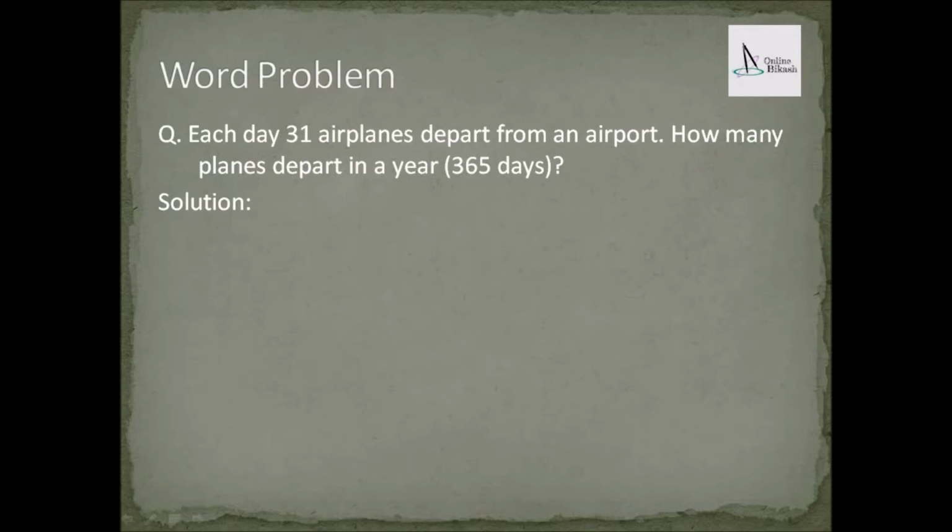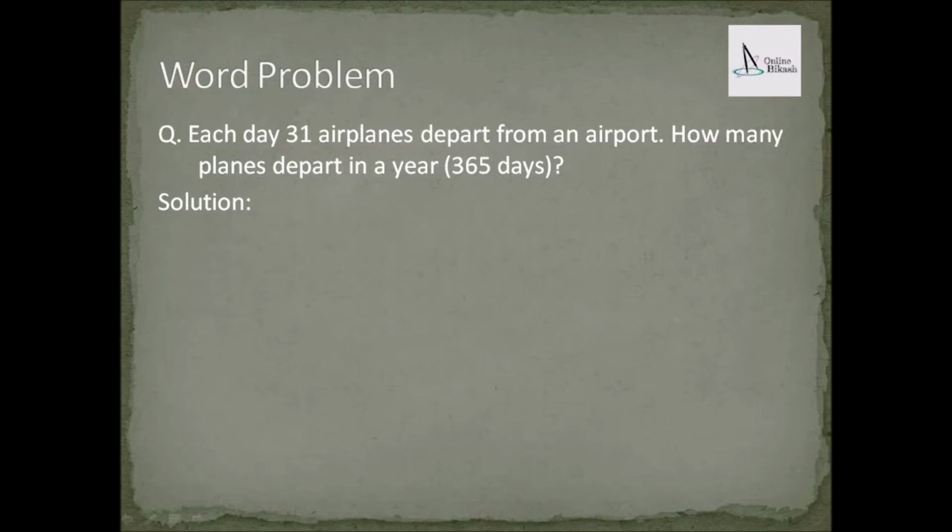Word problem. Each day 31 airplanes depart from an airport. How many planes depart in a year? One year means 365 days. So this question is asking: if in one day 31 airplanes depart from an airport, depart means the airplanes fly away. Each day 31 airplanes depart from an airport. How many planes depart in a year?